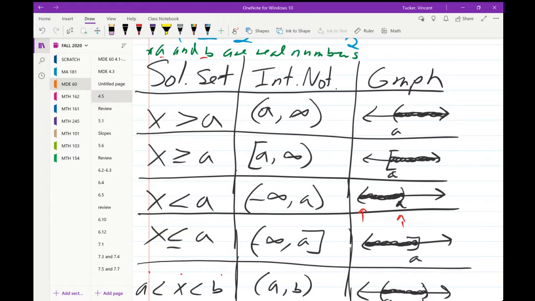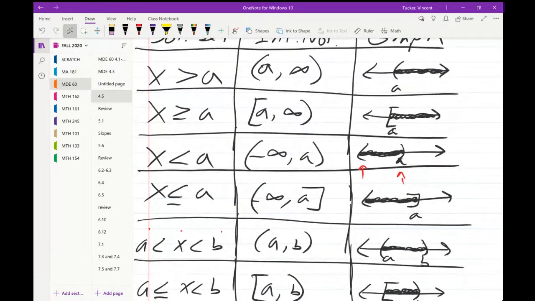And the next one, that fourth row, is or equal to. So it's still the same shading, it's just that we're using brackets. So, questions on that, on the first four?